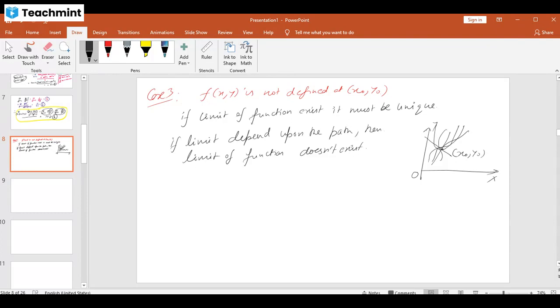So let us consider some problem to identify the same thing. Suppose we are considering an example: the limit as (x, y) approaches (0, 0) of x upon x square plus y square.